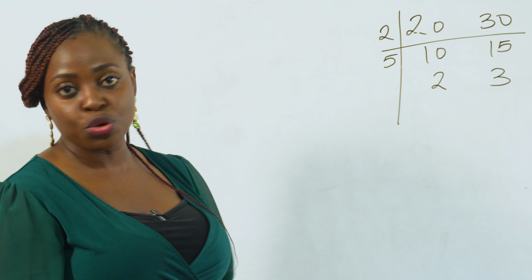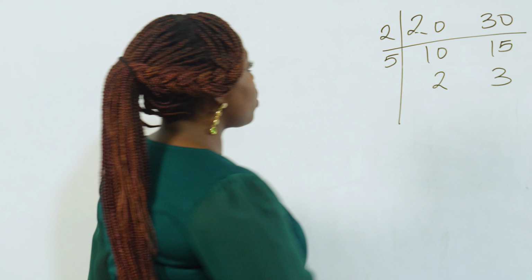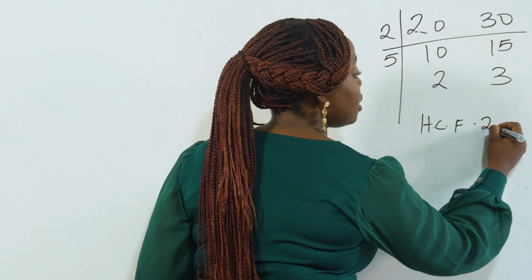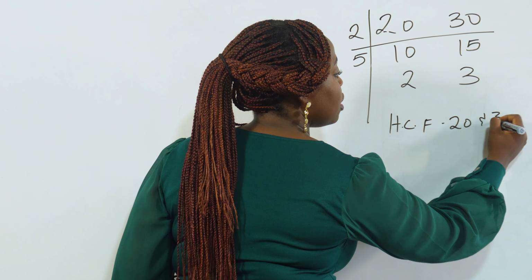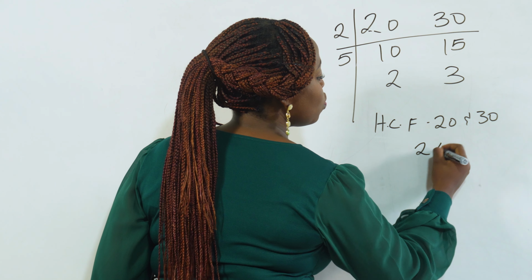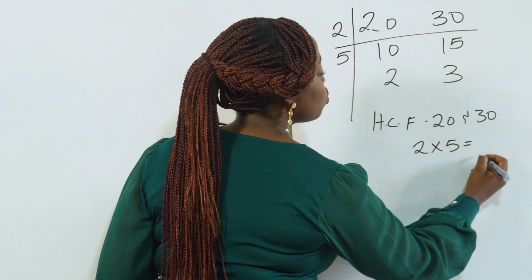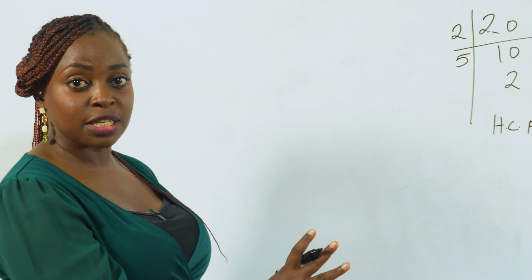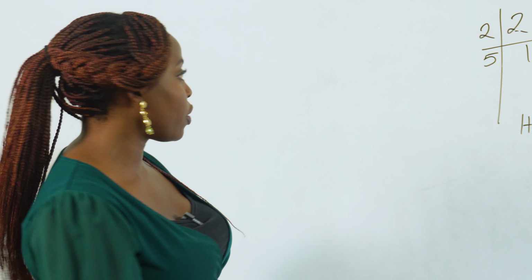And 1, we don't use 1 when we're doing HCF. So the HCF of 20 and 30 is 2 times 5, which is equal to what? 10. So that is the first method for finding HCF. Now let's try the second method.